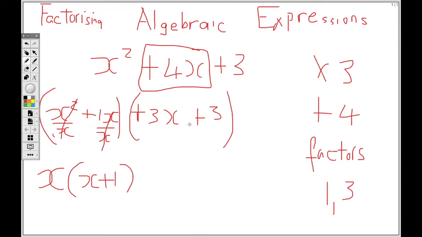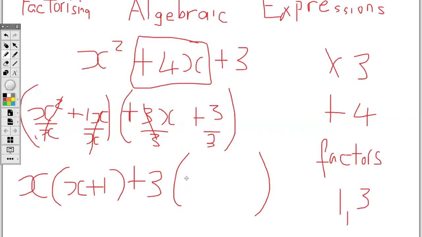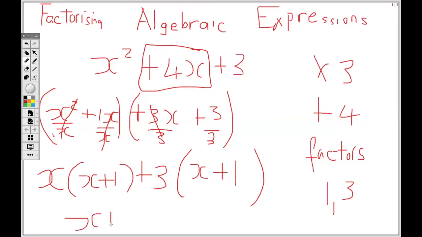Looking at the next bracket, we should be seeing that 3 is common, positive 3. So I have my positive 3, then writing my bracket, dividing each term, which is the third and the fourth, by 3. 3 into 3 goes 1 time, so this will be 1x or x. And 3 into 3 goes 1 time. So we have x plus 3 and x plus 1.